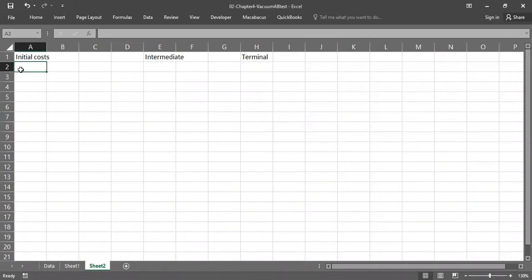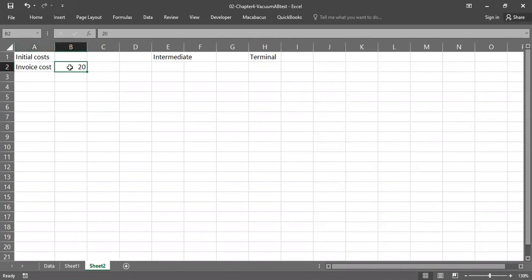Okay, so we have the sales invoice. The invoice cost is 20M. This one has no negotiation. Put it down: 20M. Now let me put these figures just in 20s since they're in millions only. These are in millions.